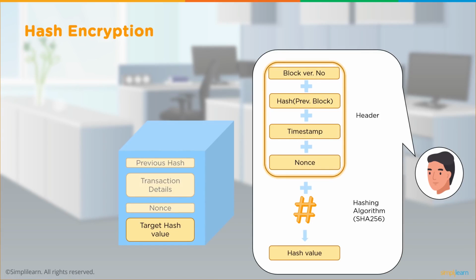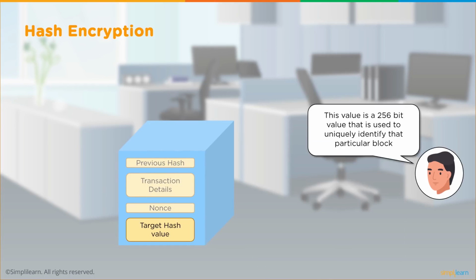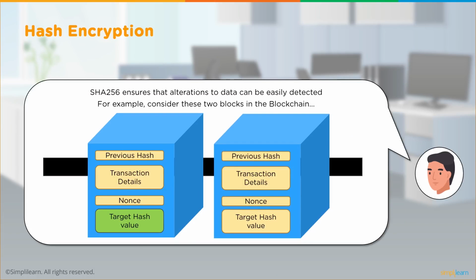The header is then, this entire header is then passed through a hashing algorithm. In the case of a Bitcoin network, it is SHA-256, and a hash value is generated. And now this hash value becomes the hash value of the block. Now this value is a 256-bit value that is used to uniquely identify the particular block.